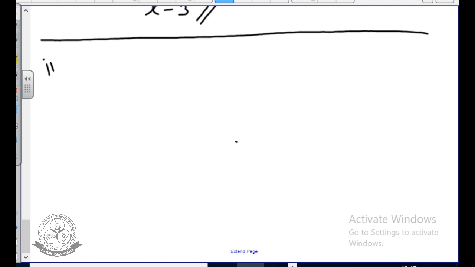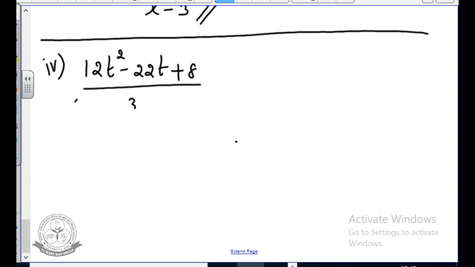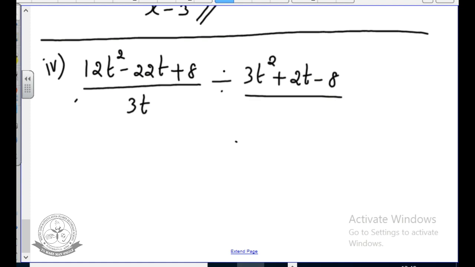Next, come to the last problem. Fourth division: 12t squared minus 22t plus 8 divided by 3t, divided by the second expression 3t squared plus 2t minus 8 divided by 2t squared plus 4t.